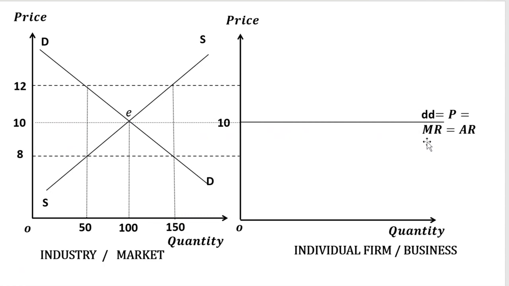So every time the business produces and sells an additional product, it will be at the market price. So every time he sells an additional product, that is the marginal revenue, it will be at the market price. Every additional unit will be sold at market price, which is the horizontal demand curve. Therefore, to end off, we can say demand is equal to marginal revenue is equal to average revenue. Why is this? Because the market price is fixed, and there are many buyers and sellers.